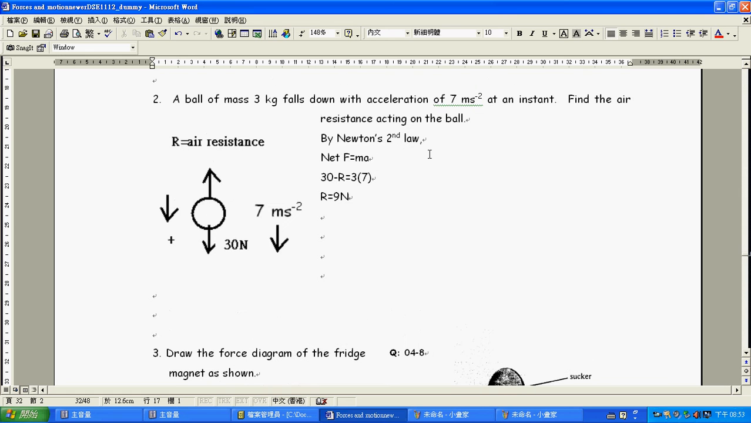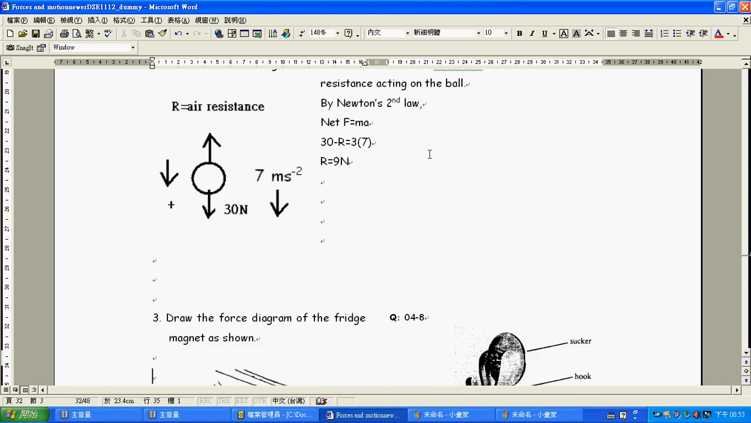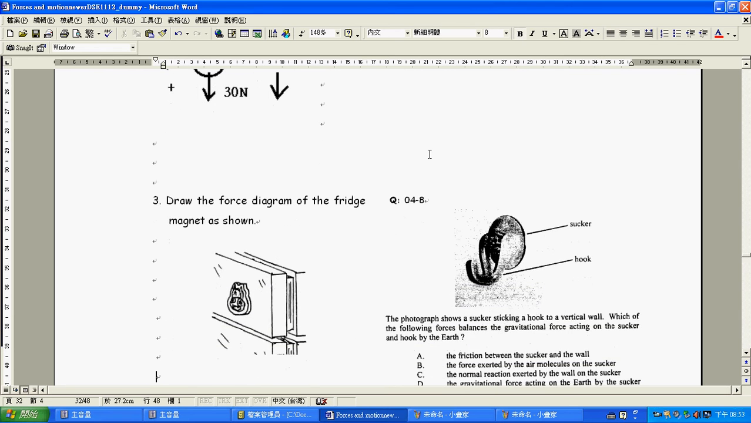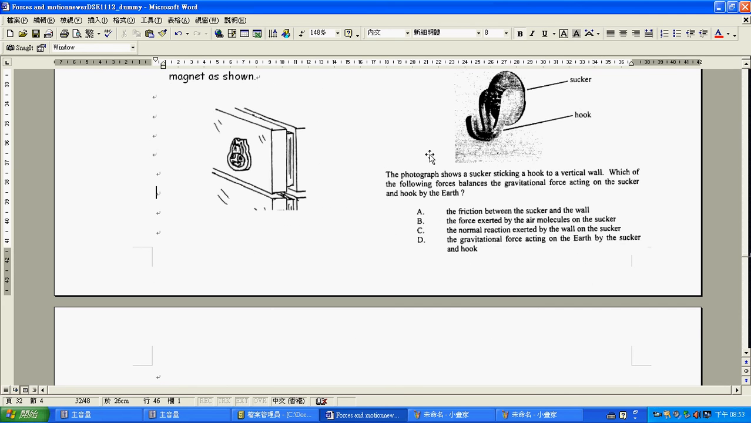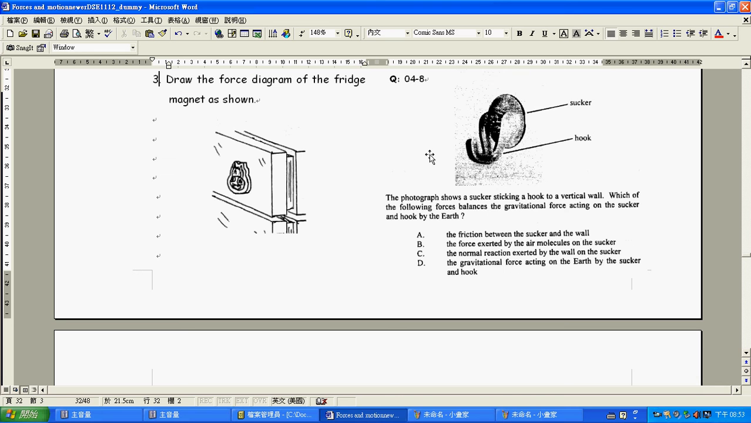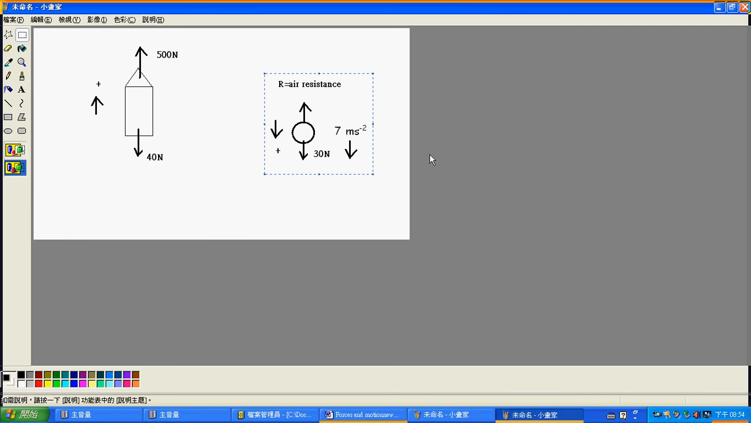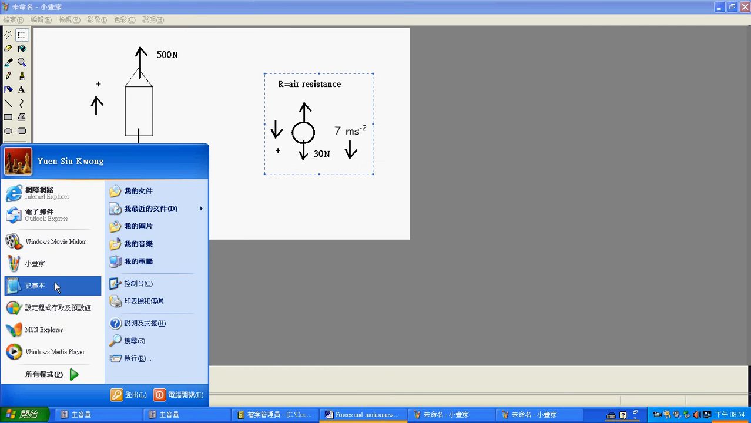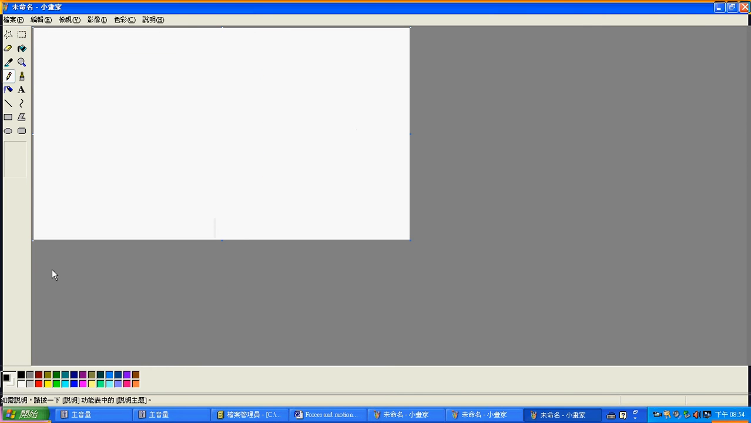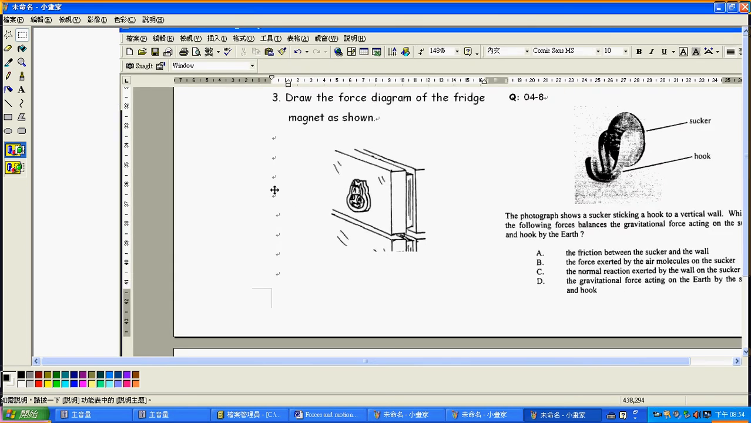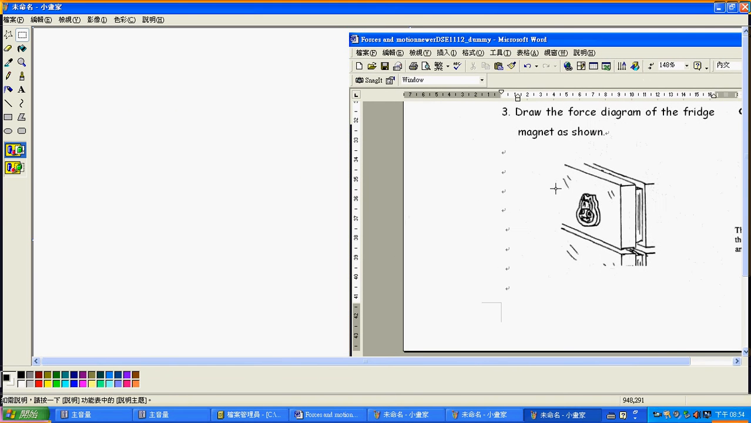Now, in the last example, we've finished this problem. Now, let's move on. Question example 3. Draw the free body diagram of a fridge magnet. Alright, let me capture the diagram. So this is the fridge magnet.